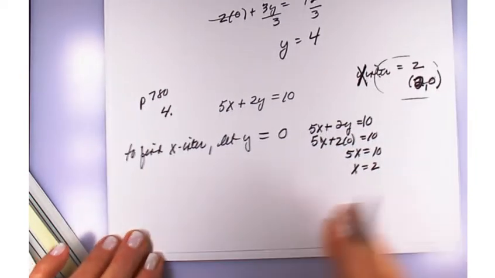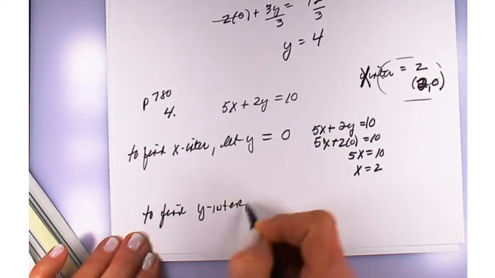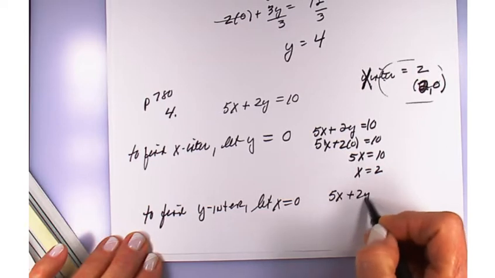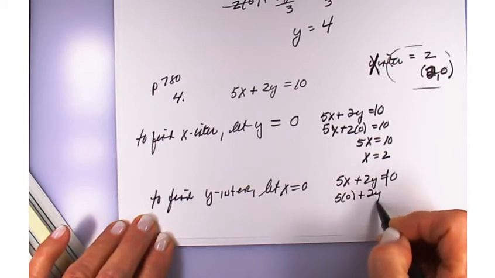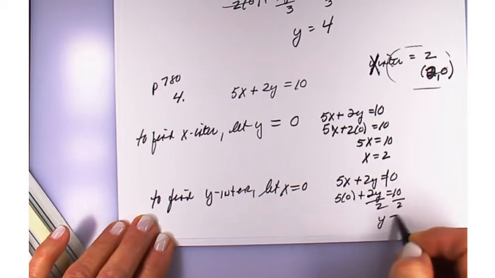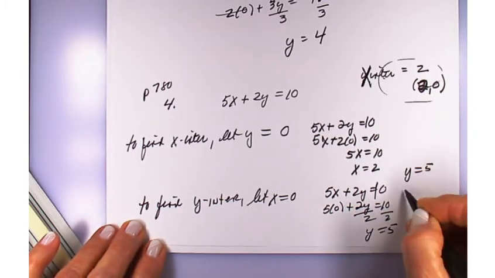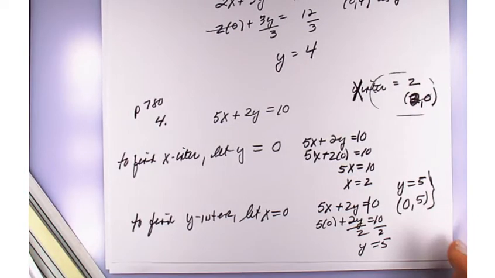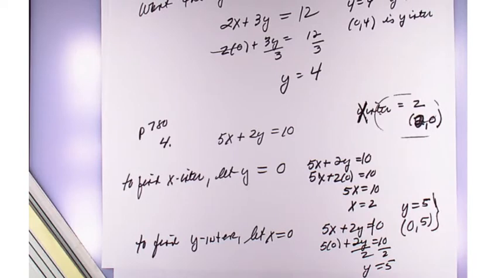Okay? So to find the y-intercept, you're going to let x equal 0. So here's my equation. I'm going to let x equal 0. So I get 5 times 0 plus 2y is 10. I'm going to get y equal to 5. So my y-intercept is y equal to 5, or you can write it as (0, 5). Both of those are good. Those 2 points definitely are the most important points on your line. We're always asking for the x and the y-intercept here.